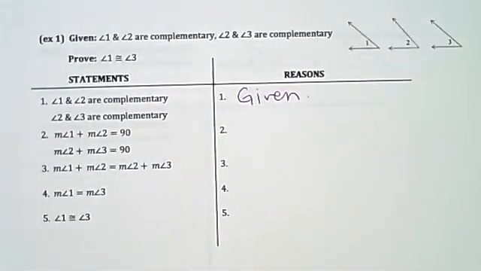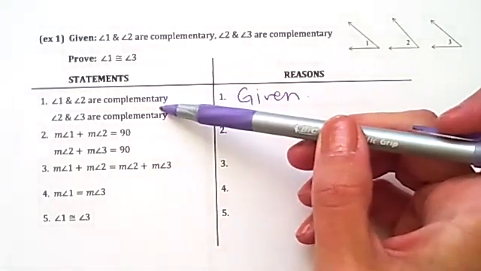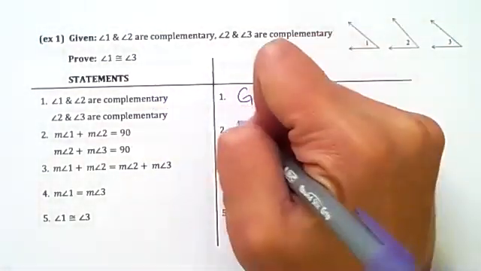Obviously we start by restating the given information. Step 2 says the measure of angle 1 plus the measure of angle 2 equals 90, and the measure of angle 2 plus the measure of angle 3 equals 90. Well, how do we know they add to 90? Because we know what complementary means. So we know the definition of complementary.